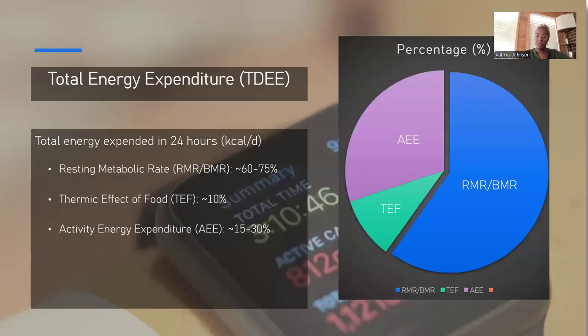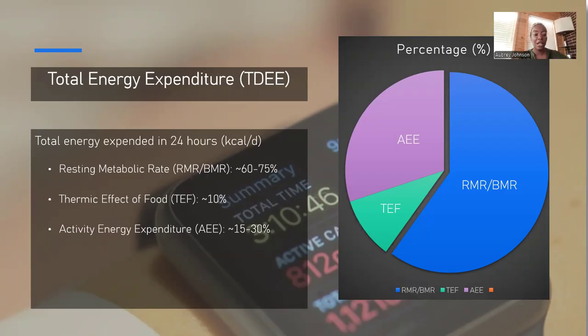Before we talk specifically about resting metabolic rate, I want to let you know that there are about three ways to express it in research. First, we have resting metabolic rate, basal metabolic rate, and resting energy expenditure. These are the three terms that I know of.